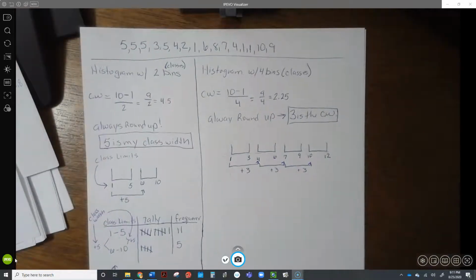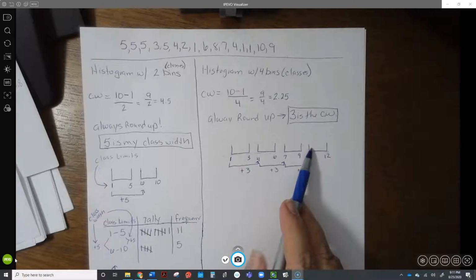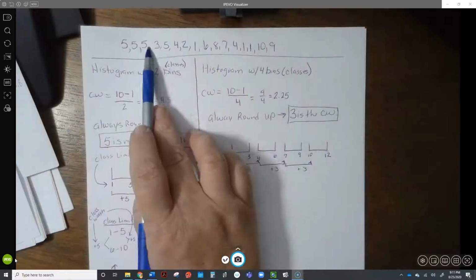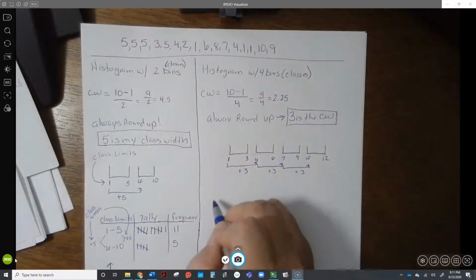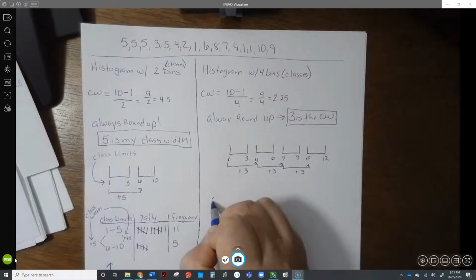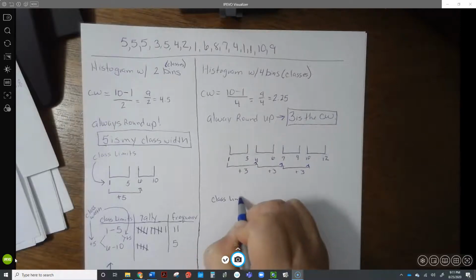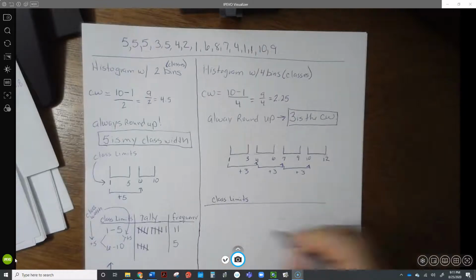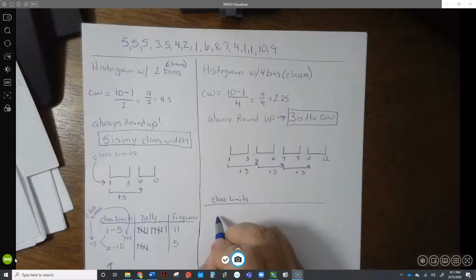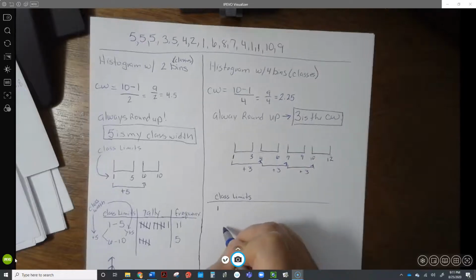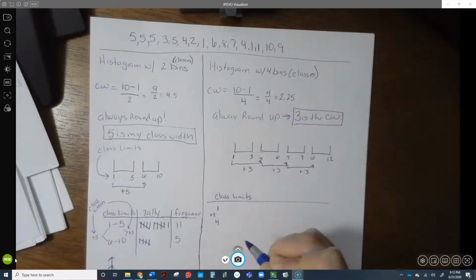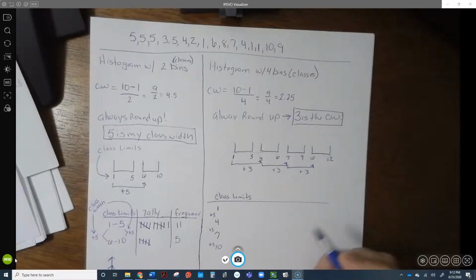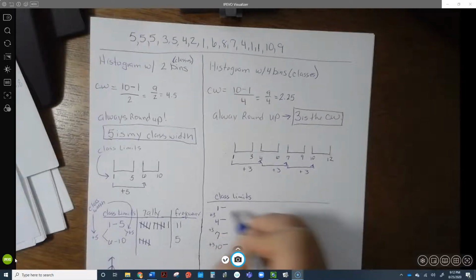Okay? Now that's creating these little bins, something that we can take these right here and throw them in, that's what you can imagine. But most of the time, you're going to be working with a table, and they're going to want you to write down your class limits. You've calculated your class width. You know your start is 1. So it's 1, and then you add your class width to get your next starter, add your class width to get your next starter, add your class width to get your next starter, and then you work backwards to get your ending points.